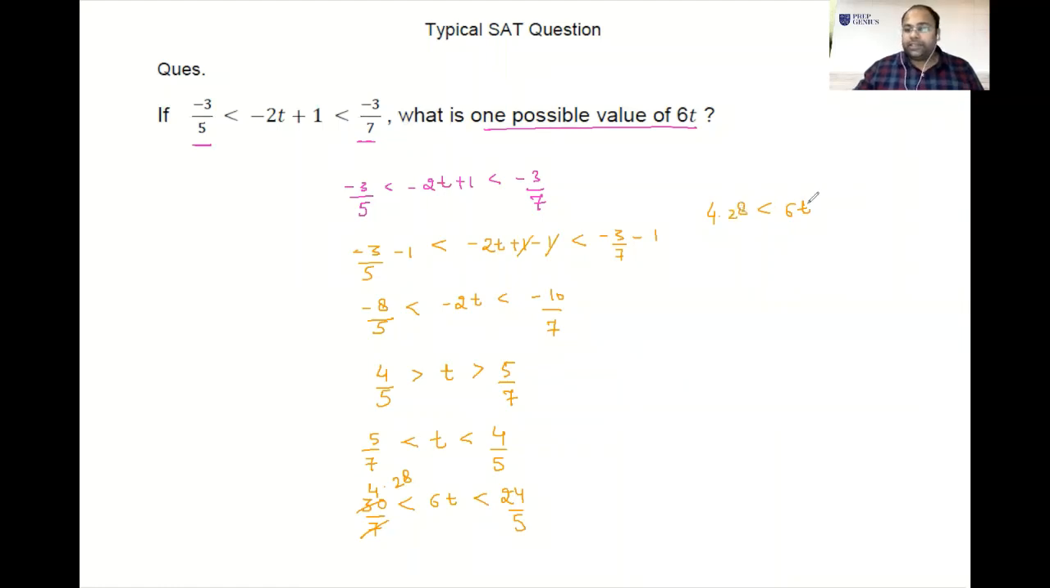4.28, which is less than 6t, and 6t is less than 24/5, which is nothing but 5 4s are 20 and 5 8s are 40, which is 4.8. So what is the range of 6t? 6t lies between 4.28 and 4.8. So you can use 6t equal to 4.5, because we can choose any value in between. So what is one possible value of 6t? One possible value of 6t is 4.5.